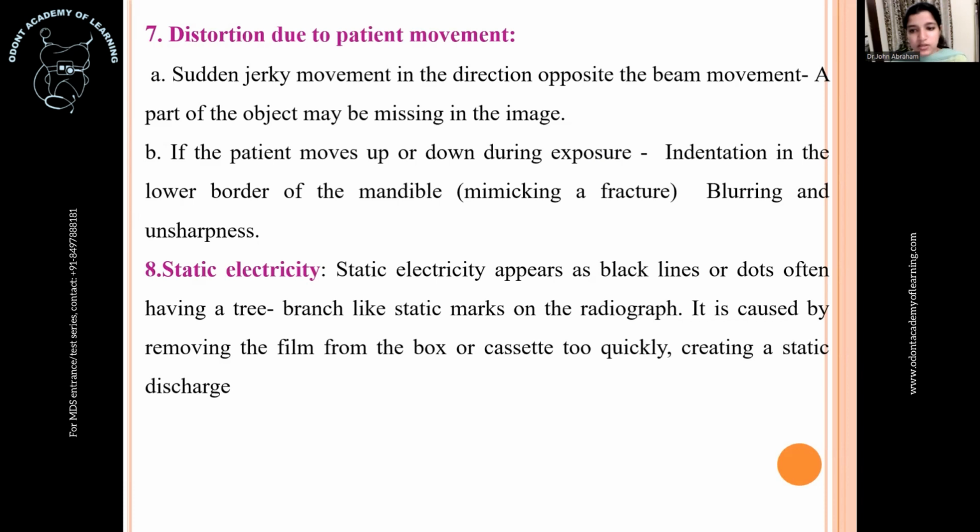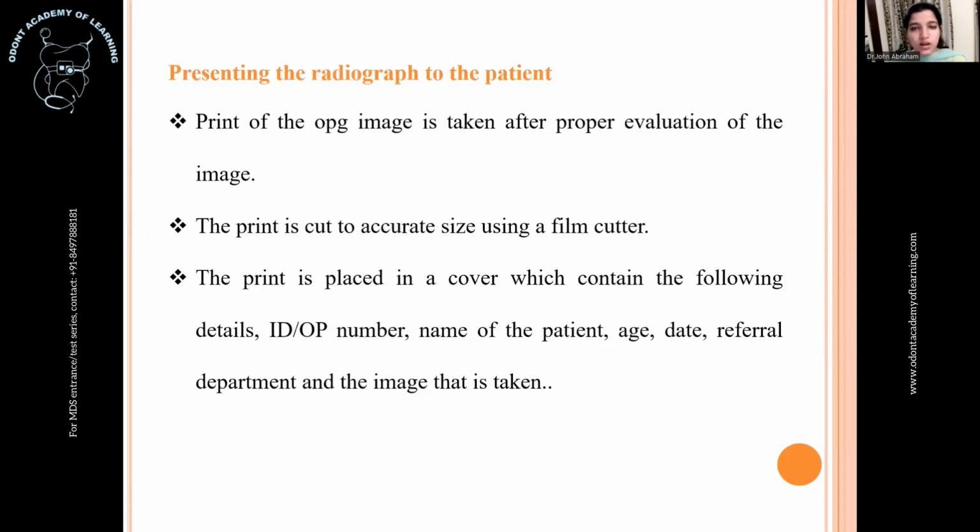Then there is something called static electricity. It appears as black lines or dots, often having tree-branch-like static marks on the radiograph. It is caused by removing the film from the box or cassette too quickly, creating a static discharge. This is in the case of conventional panoramic imaging. In digital imaging, errors can appear in patient positioning, if the patient is not standing erect, is not biting properly, or has moved. If it is conventional, there can be an error of static electricity. So we have taken the radiograph and seen the errors.